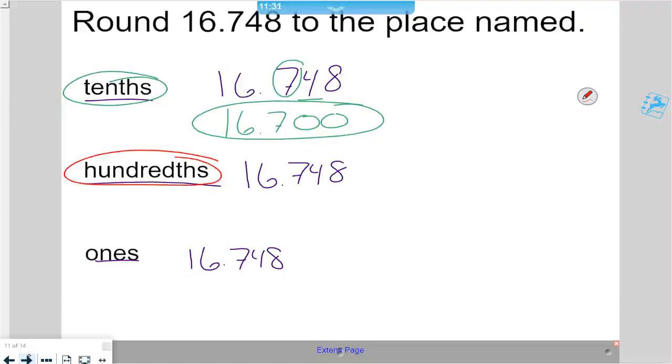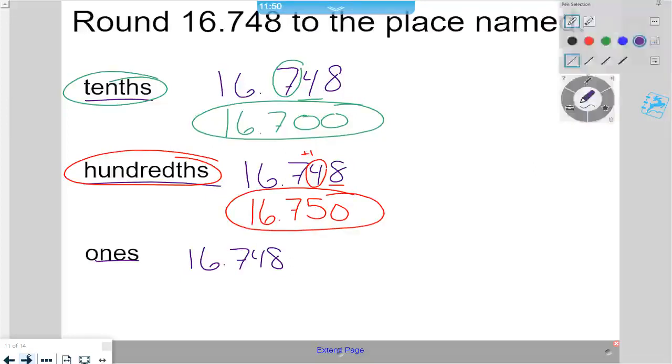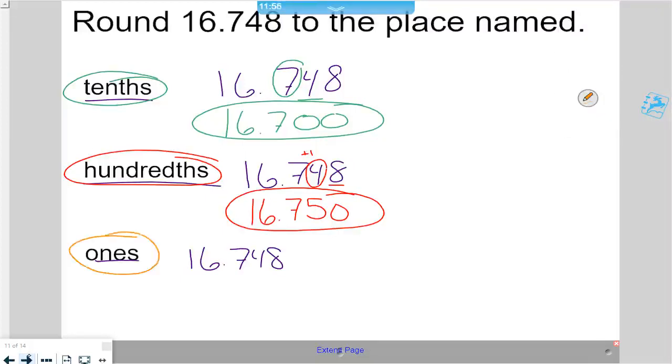Hundredths will do in red. Circle my hundredths place. 0 through 4, circle stays the same. 5 through 9, add 1 more is the game. We'll do this one in orange. Circle, underline. 0 through 4, circle stays the same. 5 through 9, add 1 is the game. And we add our zeros.